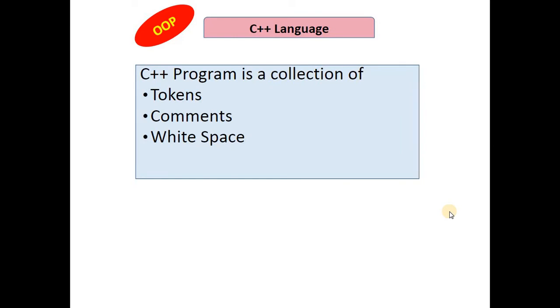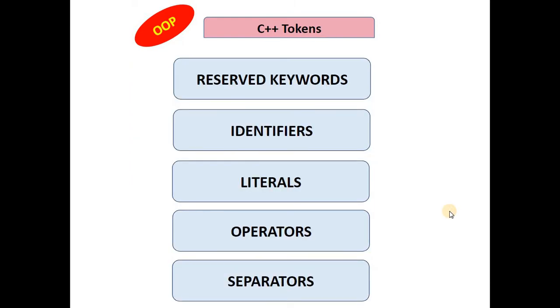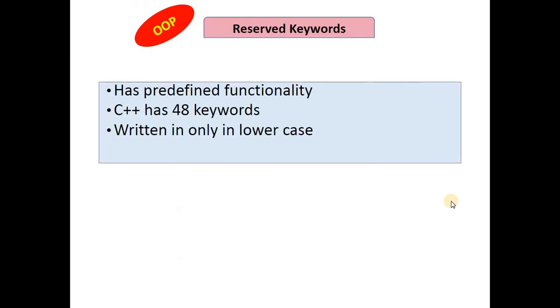A C++ program is basically a collection of tokens, comments and white spaces. What are tokens? Tokens can be keywords, identifiers, literals, operators or separators. There are considered to be 48 keywords in C++. Nowadays C++14 and C++17 have come, which have a number of more keywords. All these keywords have predefined functionality and are always written in lower case.